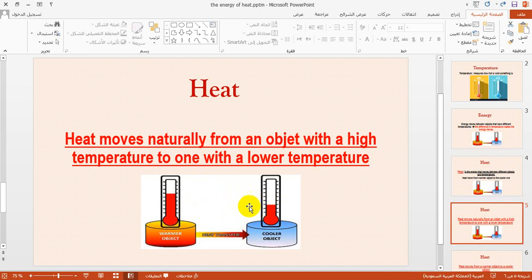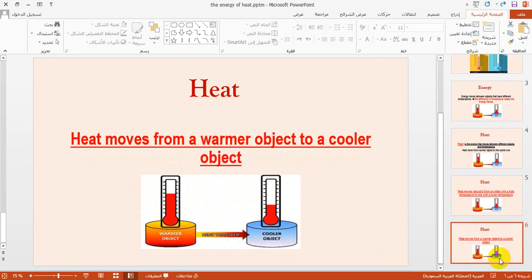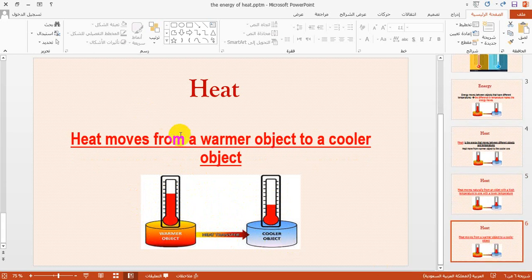If they are equal in temperature, will the heat move? Sure, no, because they have the same temperature. But because this one is lower and this one is higher, the heat starts to move from the higher to the lower. So heat moves from the warmer object to the cooler object. By the way, our lesson is so easy.